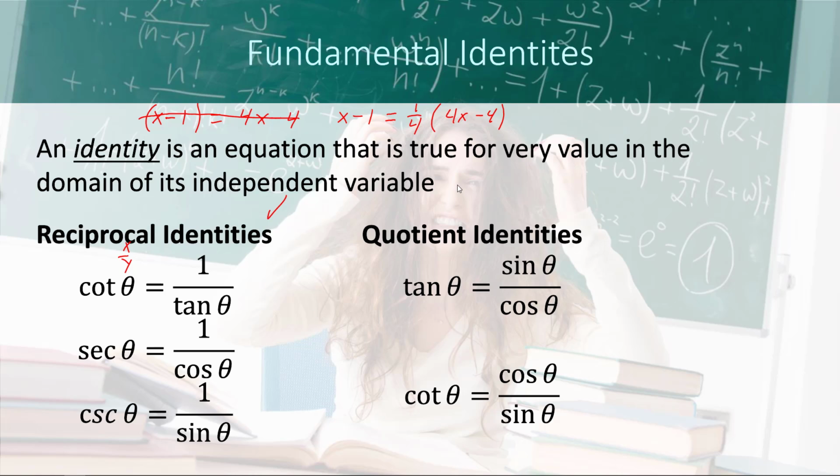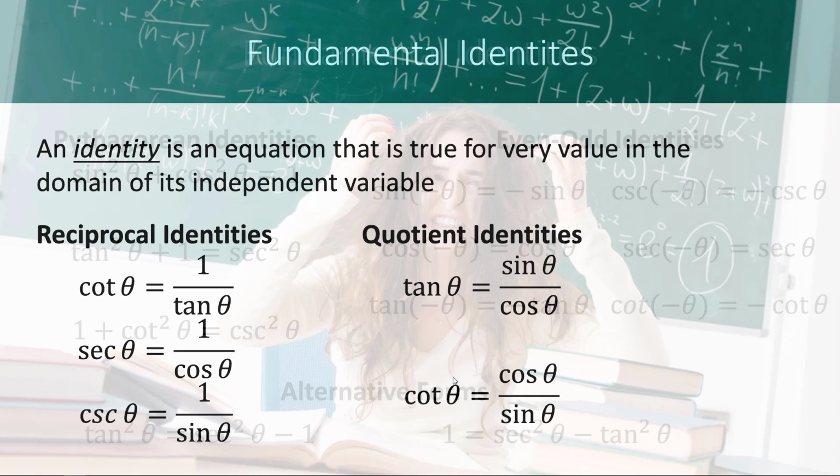And furthermore, since tangent of theta is equal to y over x, or we could say y over r divided by x over r, it turns out that this is equal to the quotient of sine theta over cosine theta. And similarly for cotangent, we have cosine over sine.